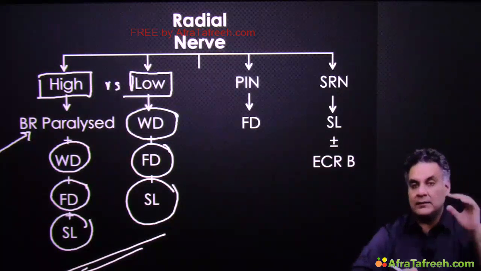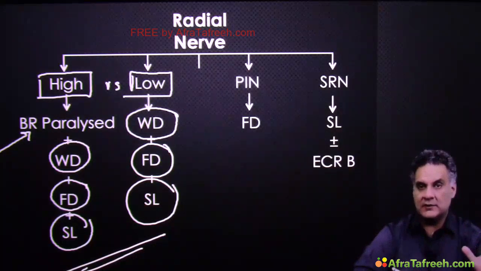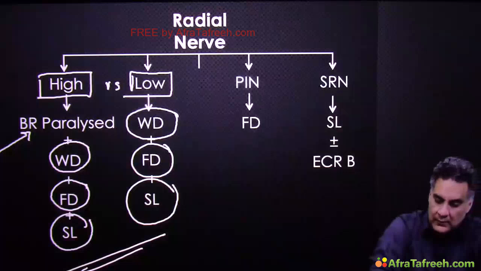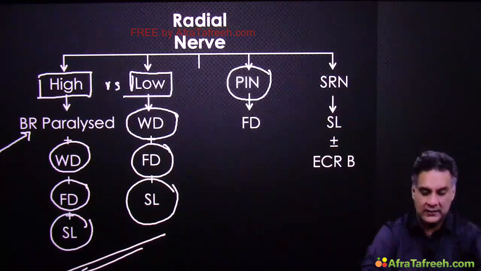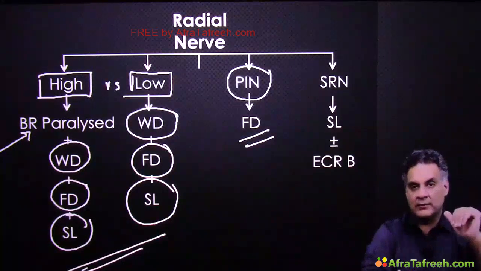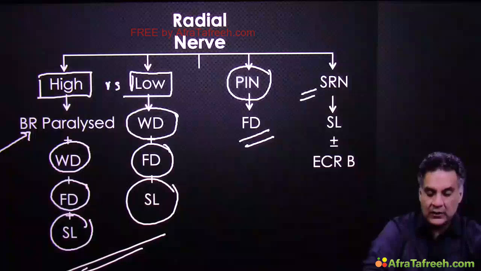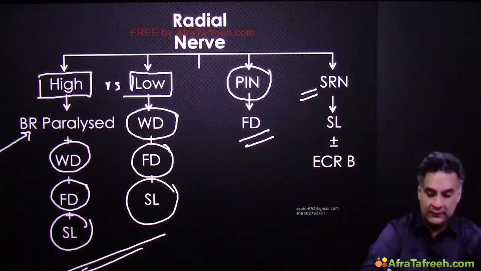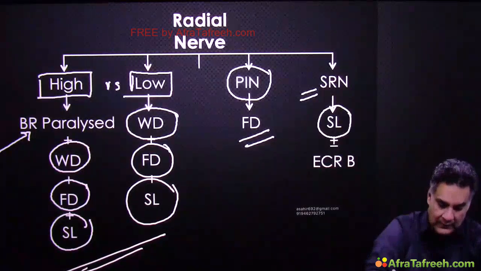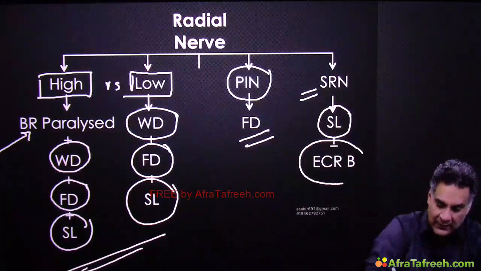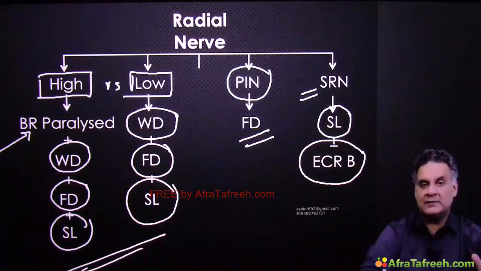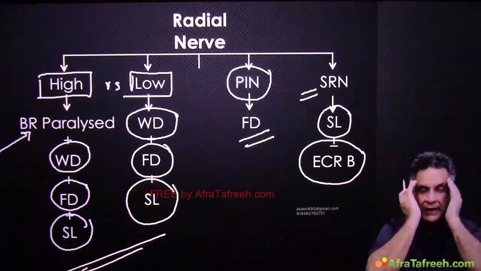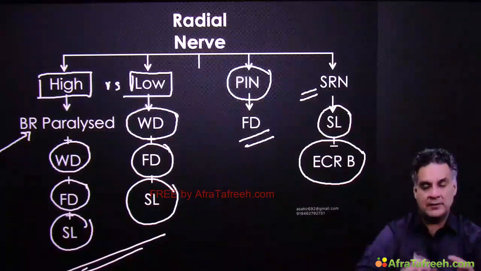But then the pure motor branch of the radial nerve, the posterior interosseous nerve, which goes around the head of the radius, will cause a finger drop. And then the sensory branch, called the superficial radial nerve, will cause a sensory loss, and sometimes this nerve supplies the wrist extensor, extensor carpi radialis brevis, which might be involved. So this flow chart should be imbibed in your brain, very, very important.